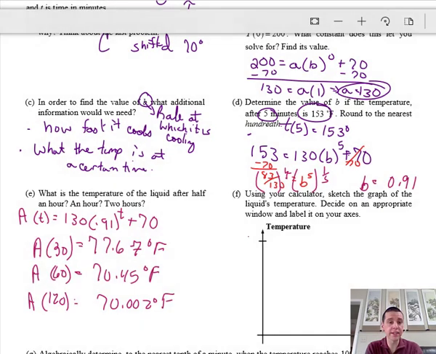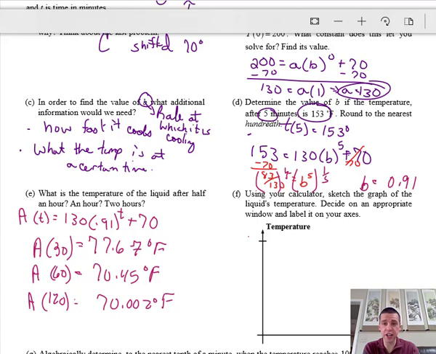So I hope you got these as your answers, remembering that t is in minutes, so A of 30, A of 60, A of 120. And notice here how much change really happened from 60 to 120. Not much, very little compared from 30 to 60, especially since we started at 200 degrees.